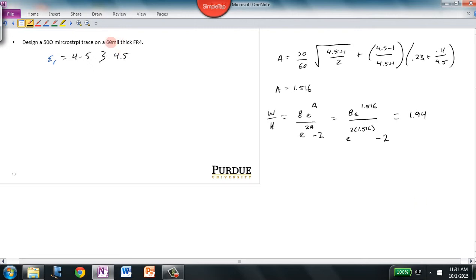H comes from the circuit board. That's a fixed number. So we'll see that W is just equal to W divided by H times H, so that's 1.94 times 60 mil. And that gives us 116.4 mil. And remember, a mil is just 1,000th of an inch, so I've specified this in 1/1000th of an inch.